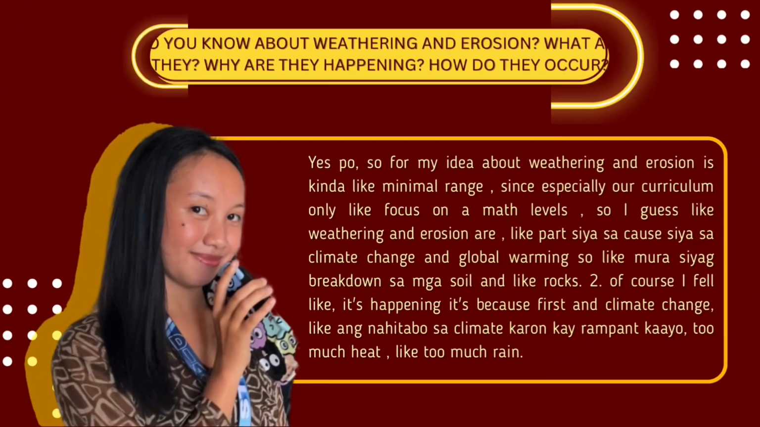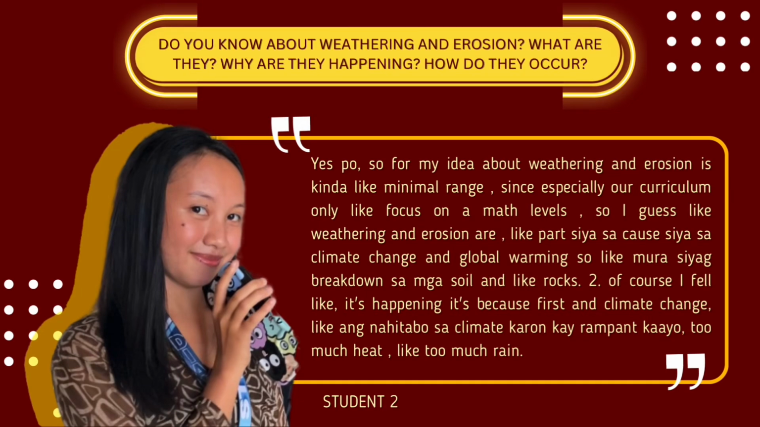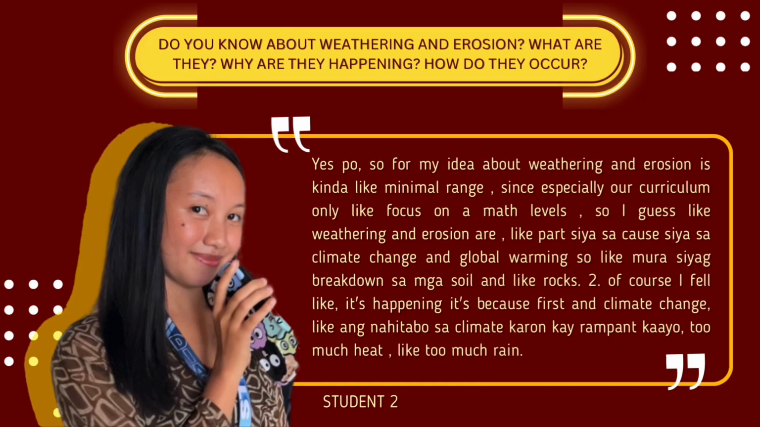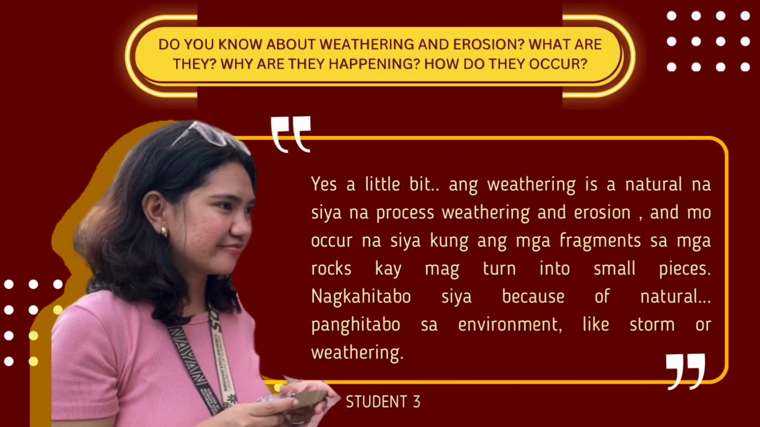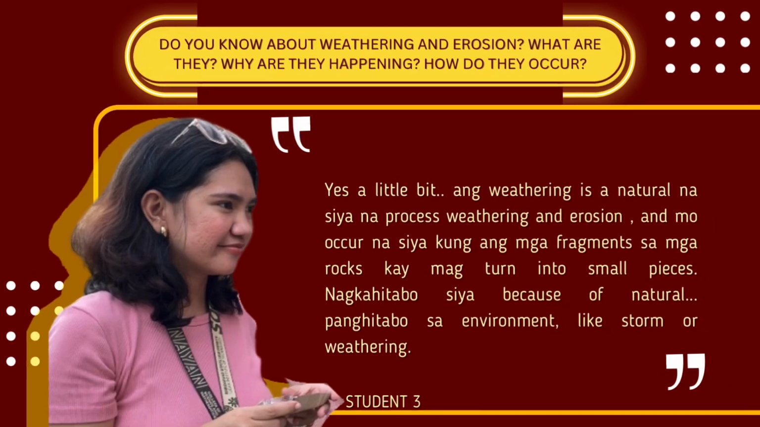While Student 2 views weathering and erosion as contributing factors to climate change and global warming, which cause the breakdown of soil and rocks. They believe that the current climate issues such as excessive heat and rainfall are driving these processes. Student 3 said weathering and erosion are natural processes that occur when rock fragments break into smaller pieces, often due to natural events like storms.